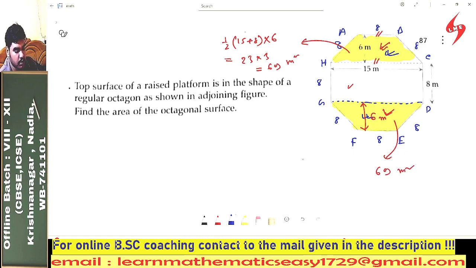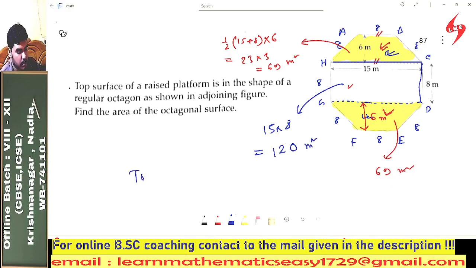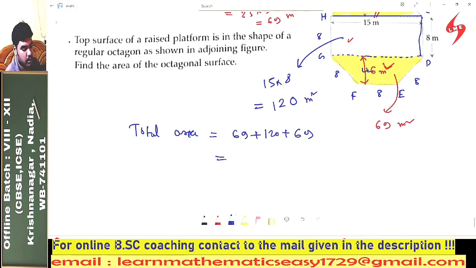Here I can see this is a rectangle with length 15 meter and breadth 8. So area is 15 into 8, 120. So total area: 69 plus 120 plus another 69, that is 138 plus 120, 258 meter square. This is the required area.